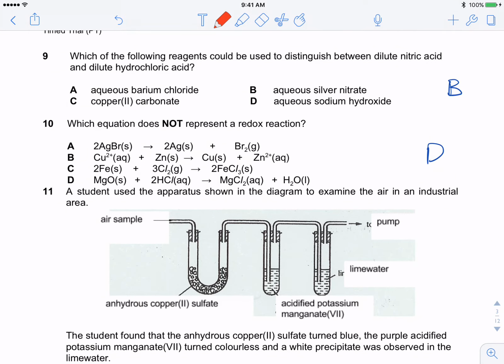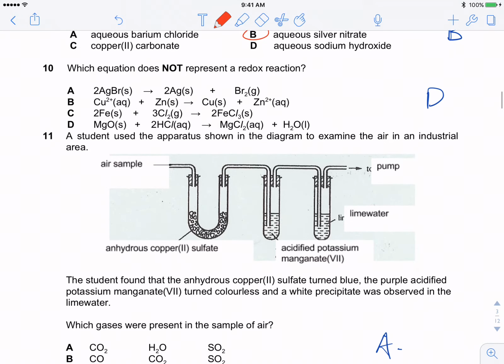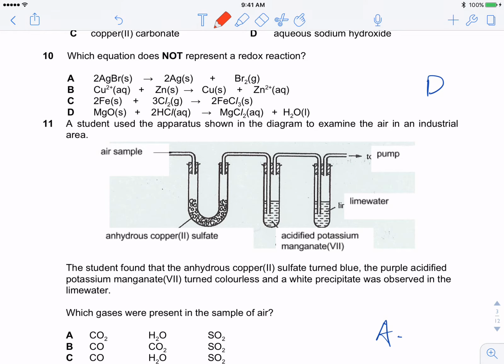Question 9. Which of the following reagents could be used to distinguish between dilute nitric acid and dilute hydrochloric acid? So the difference between these two acids is their anions. Nitric acid has NO3 minus. Hydrochloric acid has Cl minus. So we must think, how can we differentiate chloride from nitrates? If you look at the options, I think it's quite clear. We use silver nitrate such that a precipitation reaction will occur with HCl but not for HNO3.